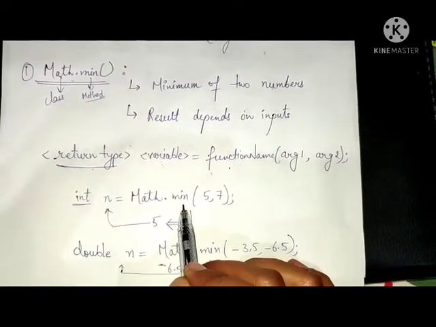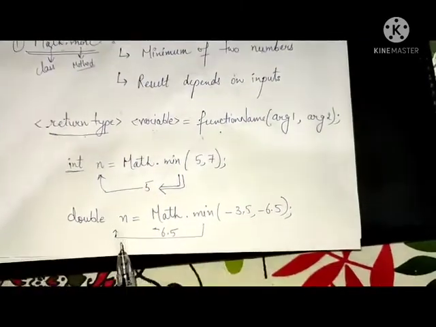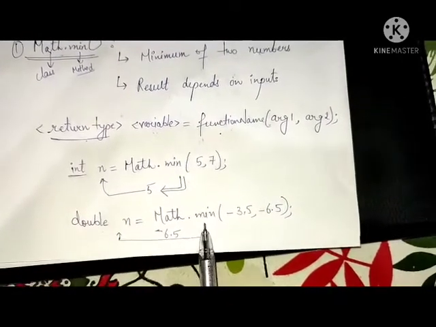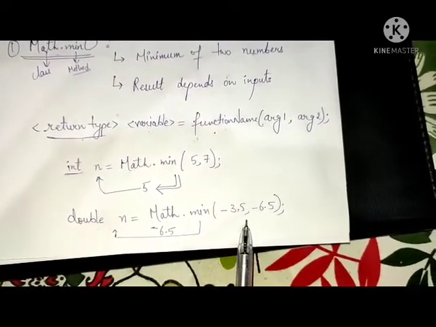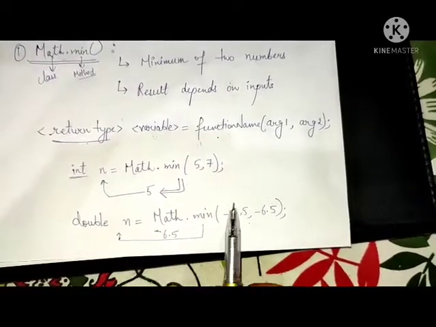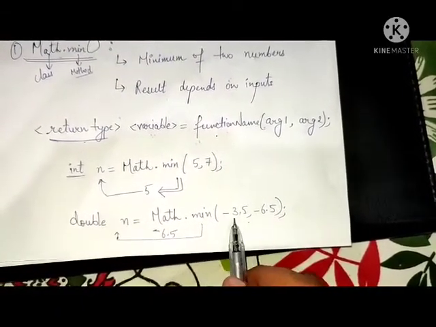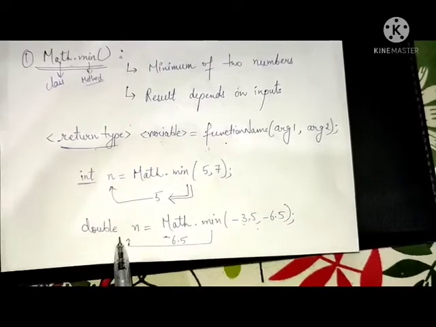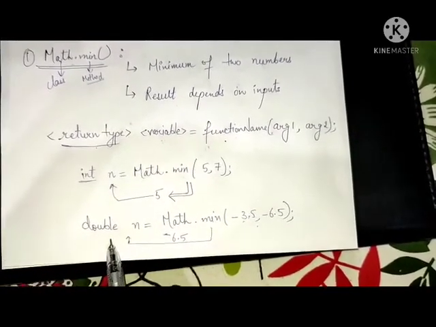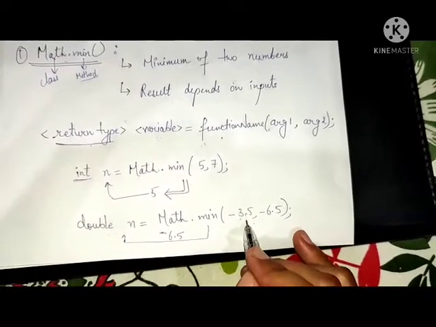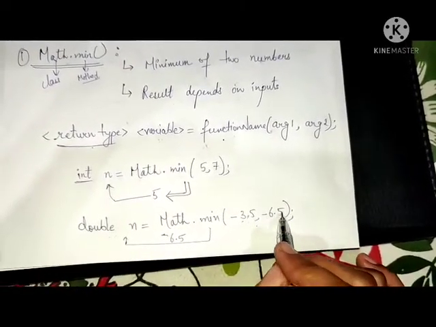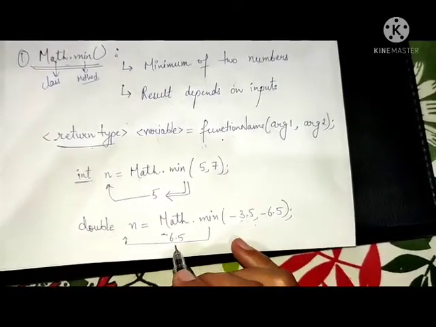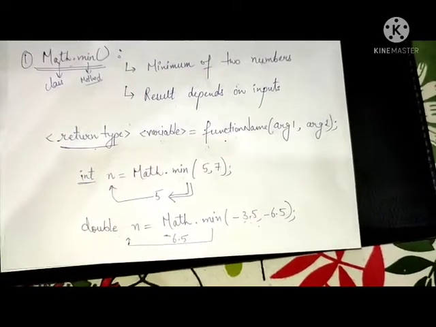Yes, if we are taking the double variable n and the return type is double, then we have to pass double values as arguments in the min function. Depending upon the input, the result is returned. Here the values are real numbers, so it returns a real number, so that's why we are taking double here. You can take it as a float also. And see beta, I am taking negative numbers. You know, here minus 6.5 is the minimum value instead of minus 3.5. Yes, so it returns minus 6.5 that is stored in the n variable.